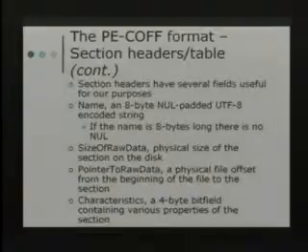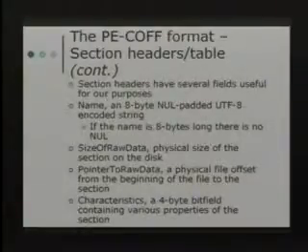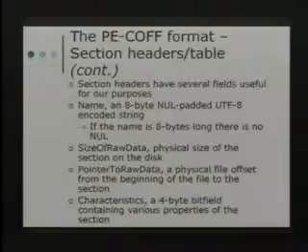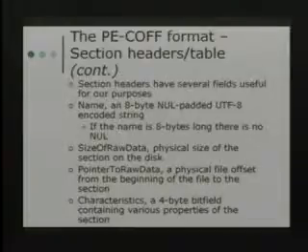The name is going to be an 8-byte null-padded UTF encoded string, which, if the name is exactly 8 bytes long, is going to get truncated and the null is not going to be there. The size of raw data is interesting because that's the physical size of this particular section on the disk of the system, and then a pointer to it is going to be the actual physical file offset that we're looking for. And then characteristics is just going to be basic characteristics describing the section. Is this executable data? Is it initialized? So on and so forth.